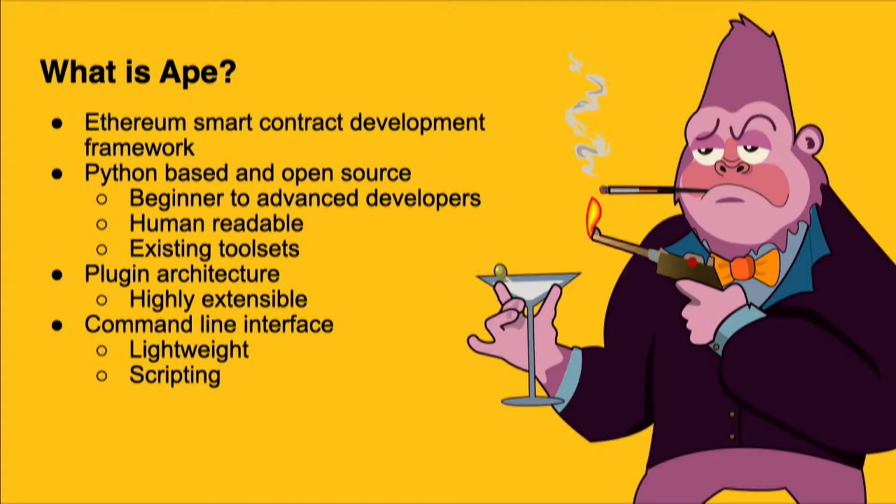Ape is an Ethereum smart contract development framework. Frameworks, of course, help you with implementing things around your smart contracts, if you want to maintain, develop, test, deploy, all those good things, right?